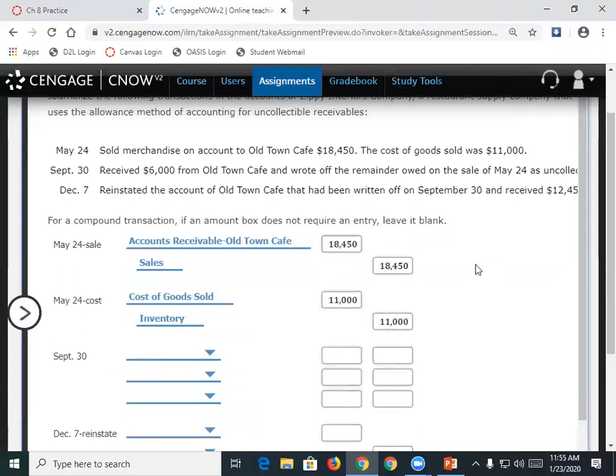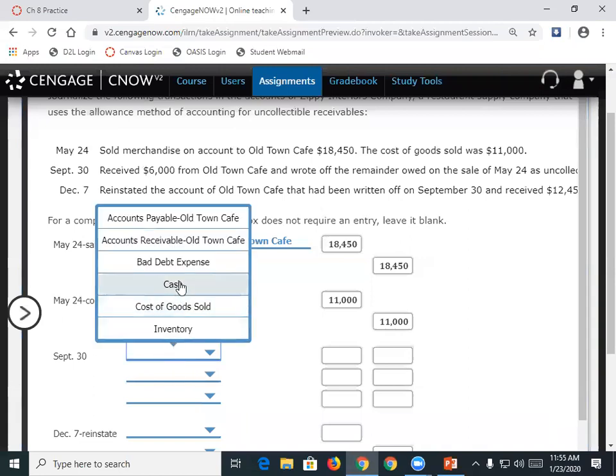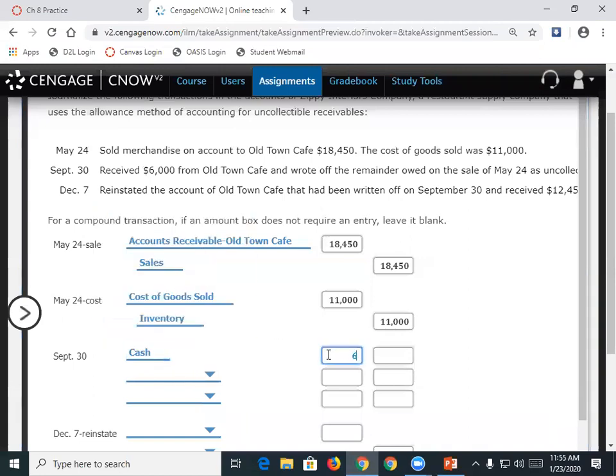We're using the allowance method, and it says on September 30th, we received $6,000 from Old Town Cafe and wrote off the remainder as uncollectible. This is similar to the last one we did, only the last one was direct write-off. So now we're using this method, okay, allowance for doubtful accounts. So we still need to receive the cash though, right? They did pay us $6,000. So cash still gets debited, $6,000.